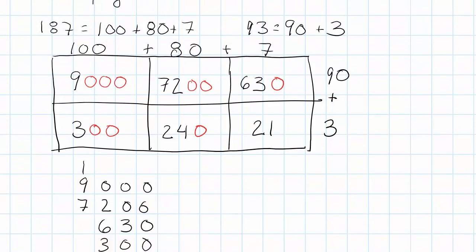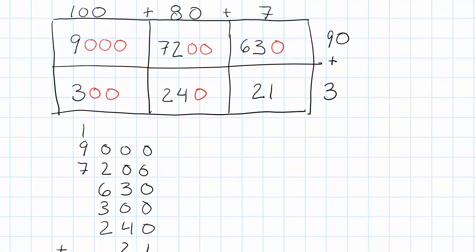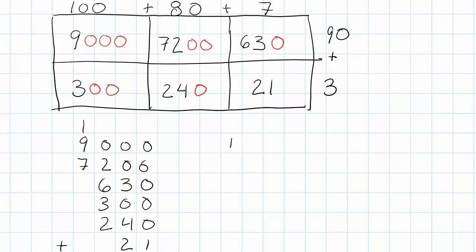Of course, this is not our usual method for doing multiplication, right? The standard algorithm for multiplication, though, follows the same pattern. Here, check it out. We write 187 times 93.